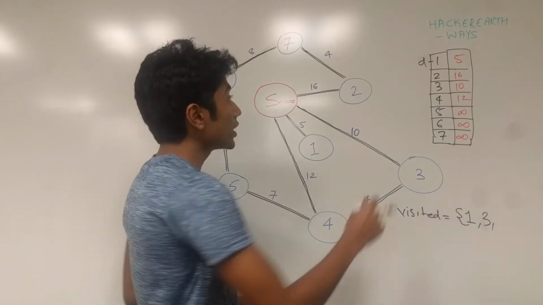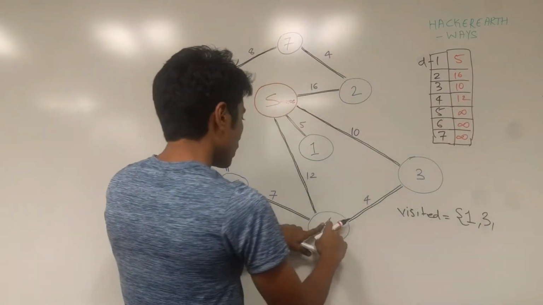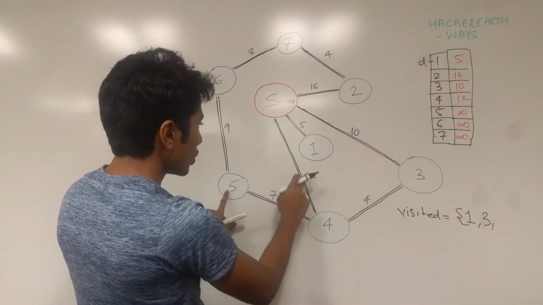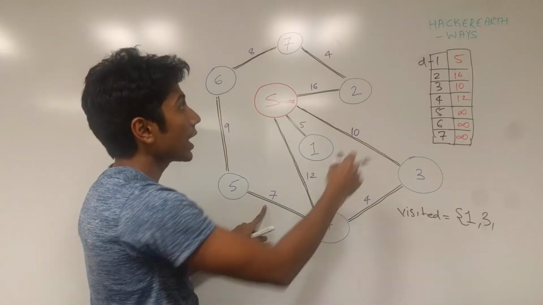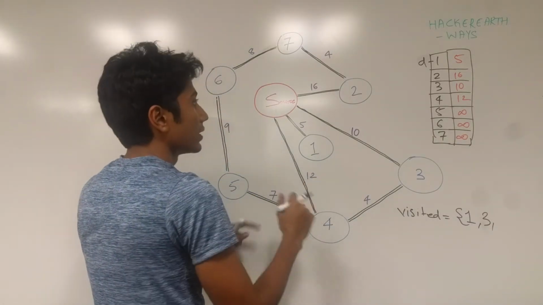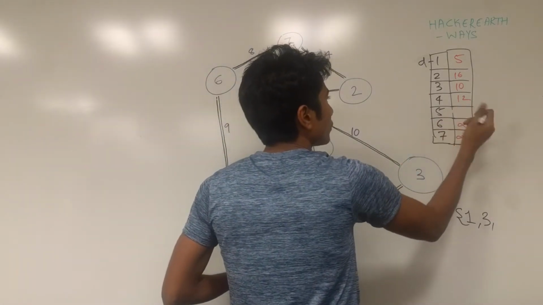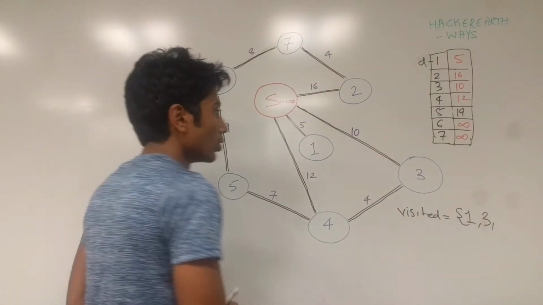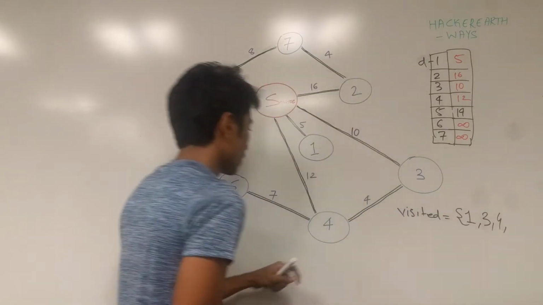The next city which comes in is 4, so that's 12. 3 is already added to the set. You have 5. So 12 plus 7 versus infinity for the distance of 5. So that's going to get updated. That's going to become 19 over here. Alright. And is there any other city connected? No. So 4 is added to the set.